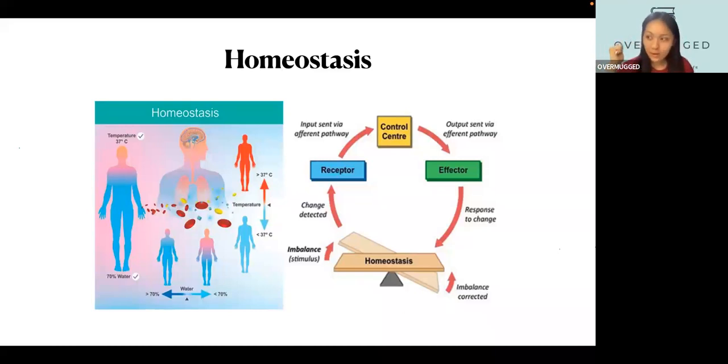Okay. Before I move on to the reproduction one, I don't have enough time. Before I move to reproduction, I want to answer some questions.